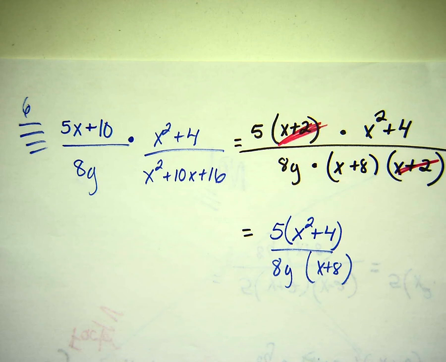So let's think about what can give you 16. You have 1 and 16, 8 and 2, and then you have 4 and 4. Well, I did the 8 and 2 because just so happens 8 plus 2 also gives you 10. They're both positives because there's a plus on each term. So that's where we factor this out. But check it out. The x plus 2's factor out. So now you're left with your overall answer of 5 times x plus 4 over 8y plus x plus 8.